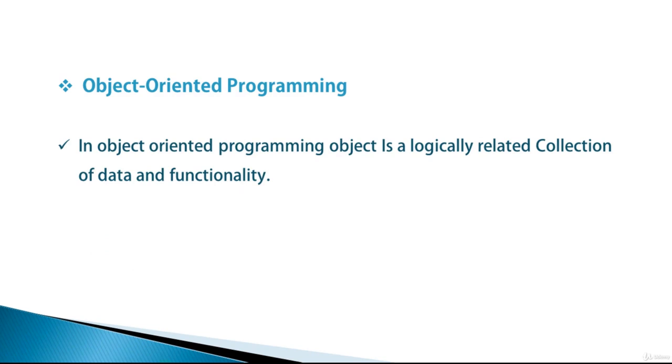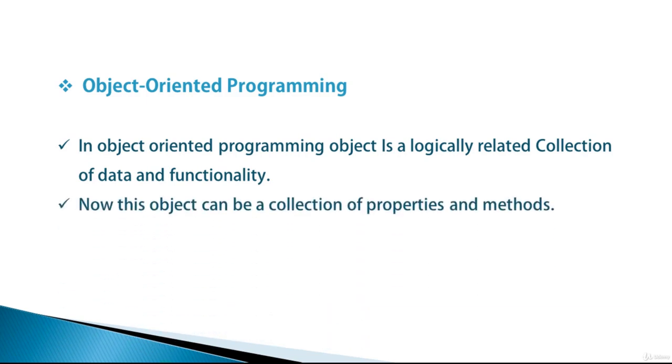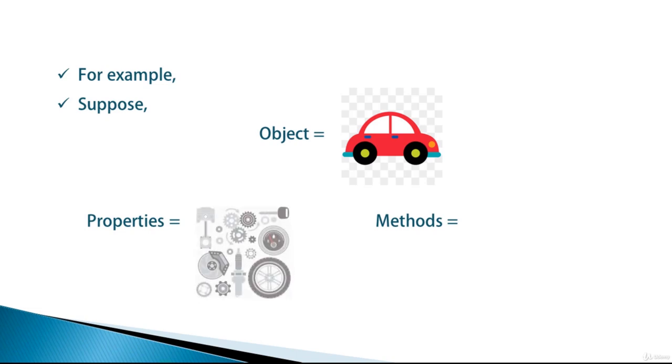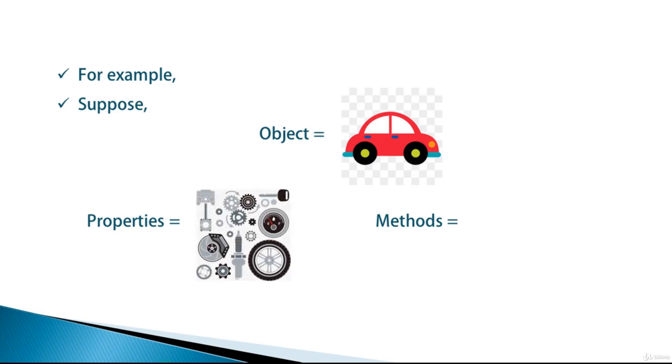In object-oriented programming, an object is a logically related collection of data and functionality. Now, this object can be a collection of properties and methods. Using a real-world example, you will completely understand how an object is created. Let's assume that the object is a car, and a car has multiple parts and functionalities. Here, we will treat car parts as properties and functionality as methods.